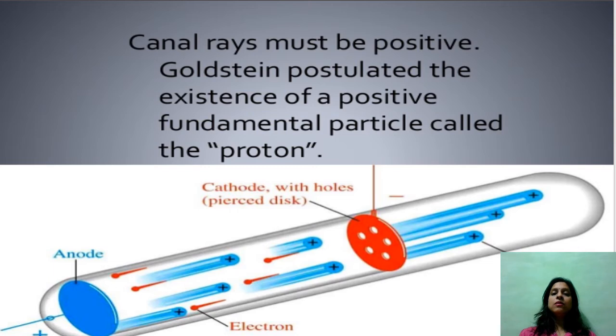But also canal rays must be positive. ठीक है, ये कैसी थी? Positive थी. And Goldstein first time brings up the knowledge that there are a few positive particles also present in an atom, which is known as a proton, जिन्हें कि हम क्या कहते हैं? Proton. ये देखिए बच्चे, this is the figure of it.